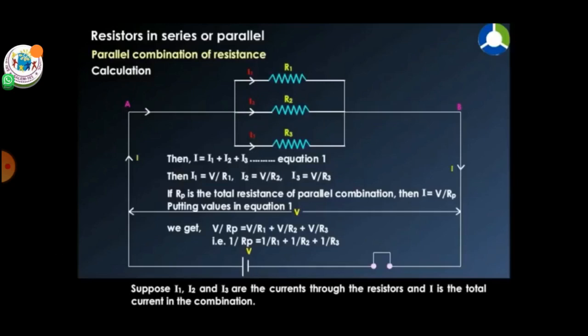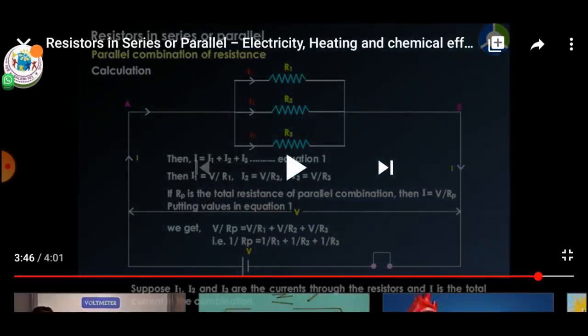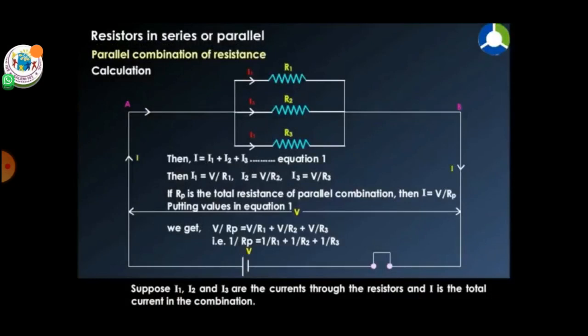And consider Rp is the total resistance of the parallel combination. Then the total current I in the circuit is equal to the total voltage V divided by the total resistance of the parallel combination Rp. Then substitute these in the above equation 1. You will get 1 by Rp is equal to 1 by R1 plus 1 by R2 plus 1 by R3. So we can define the total resistance of resistors connected in parallel as the reciprocal of the sum of the reciprocals of the resistances of the individual resistors.